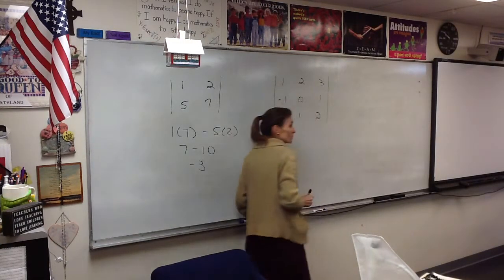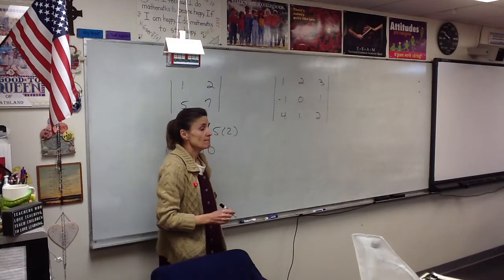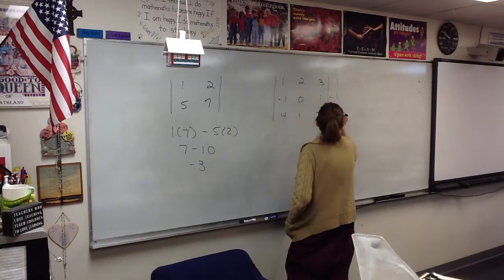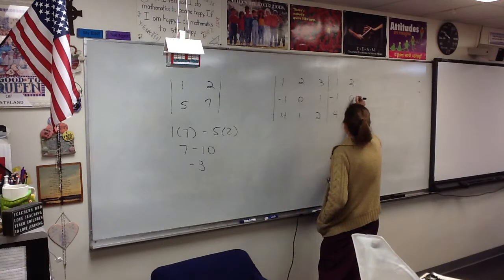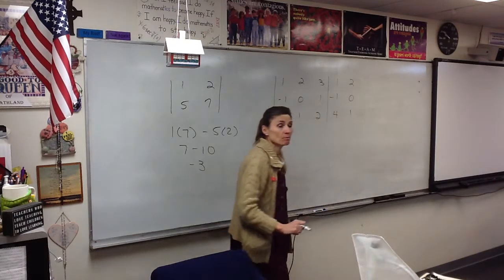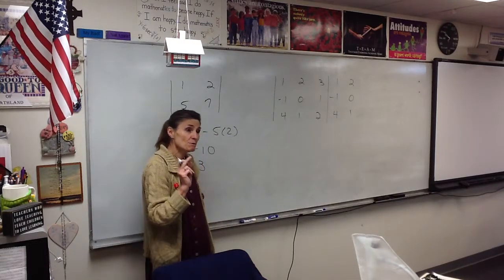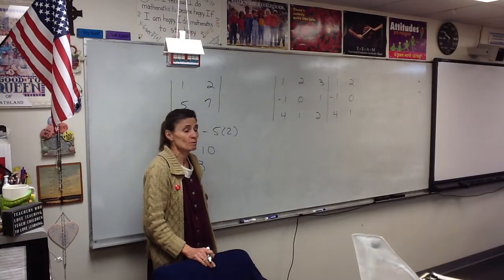I'm making these numbers up. If it's a 3 by 3, we recopy the first 2 columns. Listen, if you did not get a perfect paper, then I expect you to be paying 100% attention. And if you did get a perfect paper, then just sit quietly with your mouth shut.